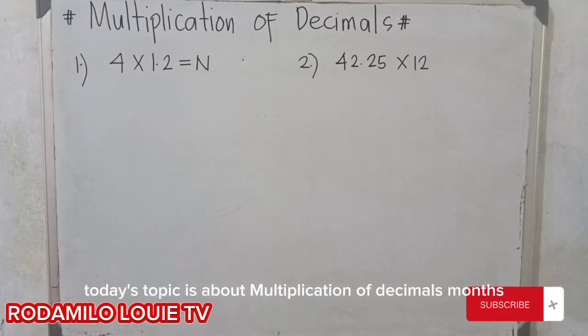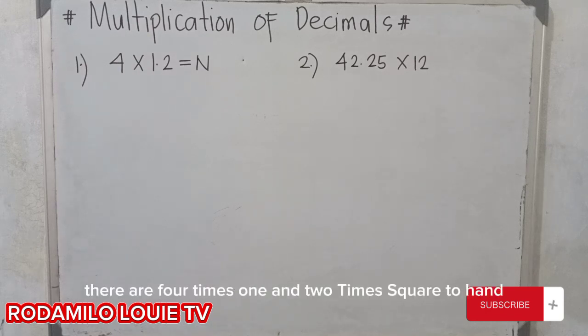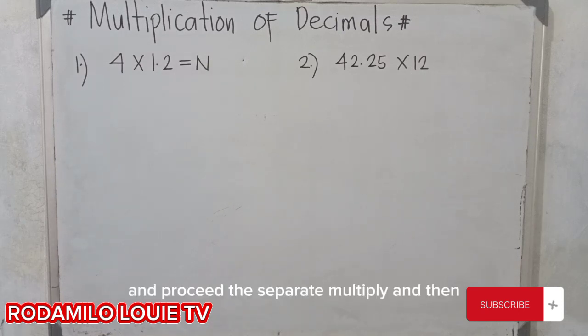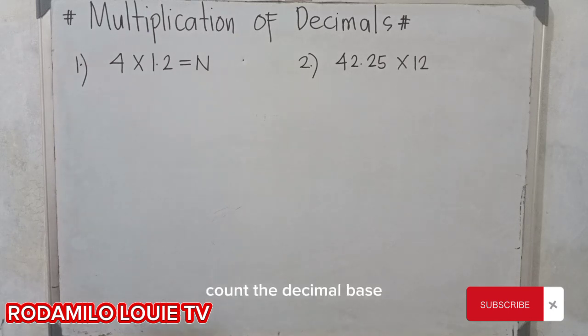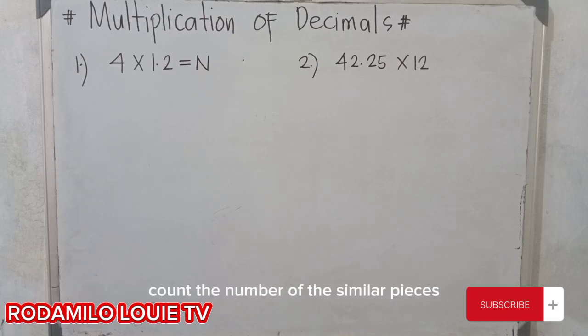Guys, today's topic is about multiplication of decimals. So for example, 4 times 1 and 2 tenths, and 42 and 25 hundredths times 12. If we multiply decimals, we just ignore the decimal point and proceed with the multiplication, and then count the decimal places in the product based on the total number of decimal places in the factors. So note, count the number of decimal places from the right.